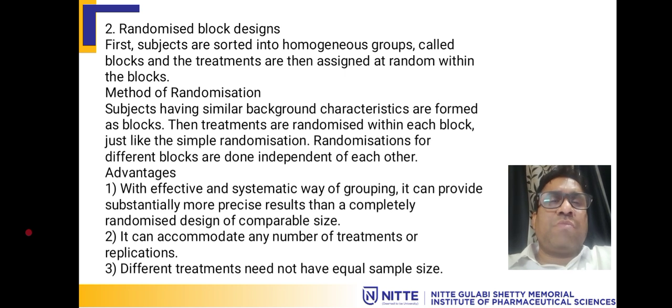What are randomized block designs? Subjects are sorted into homogeneous groups called blocks, and the treatments are then assigned at random within the blocks. What exactly is the method? Subjects having similar background characteristics are formed as blocks. For example, for diabetic and hypertensive subjects, separate blocks are formed. Treatments are randomized within each block, just like simple randomization. Randomization for different blocks is done independently of each other.